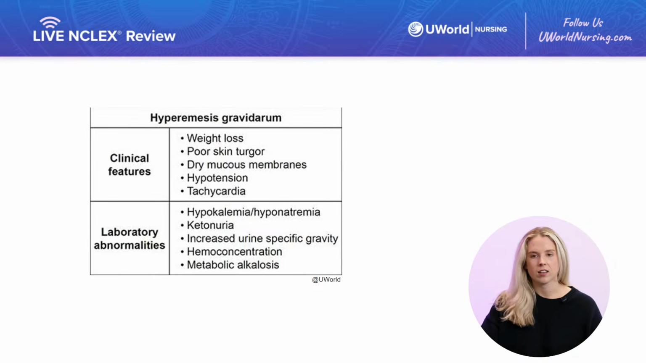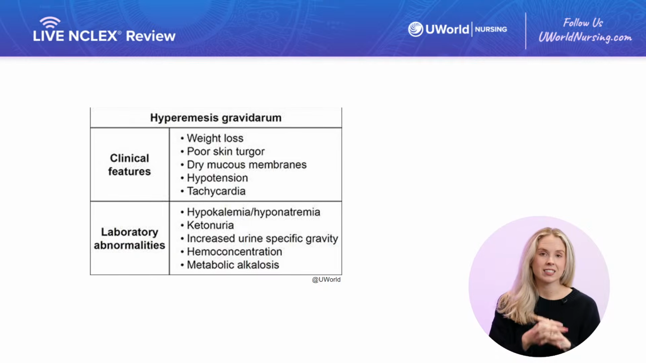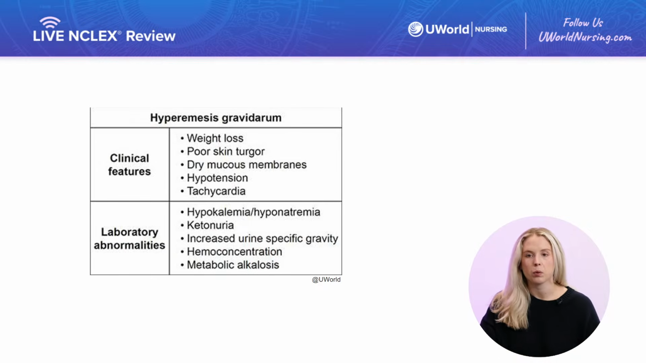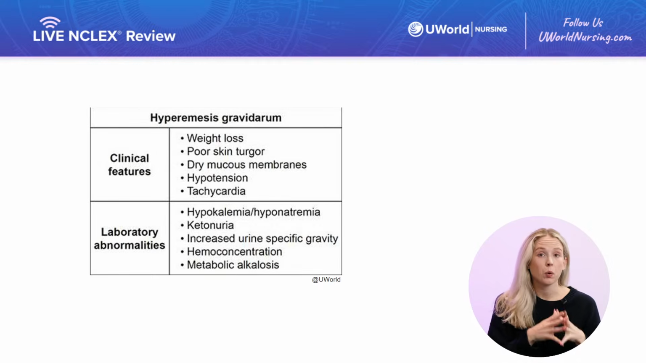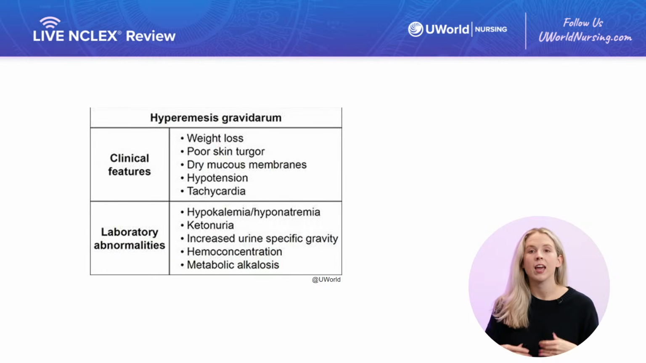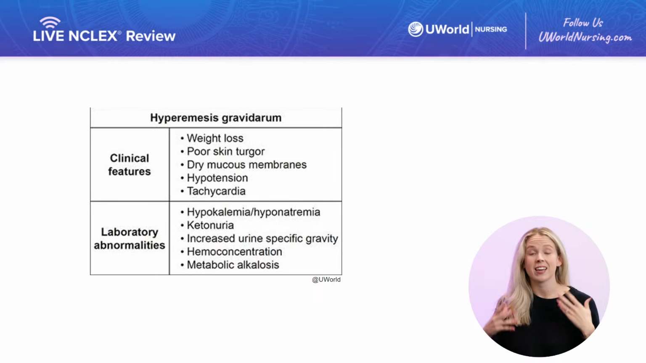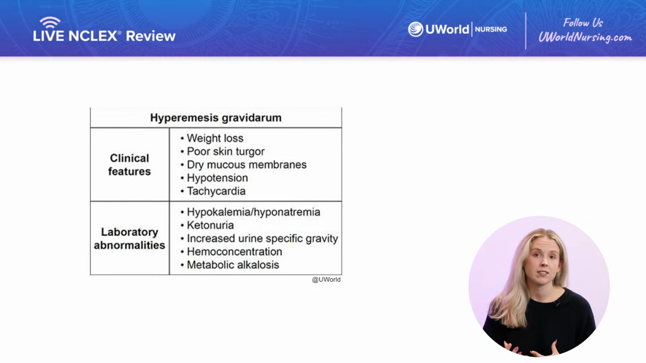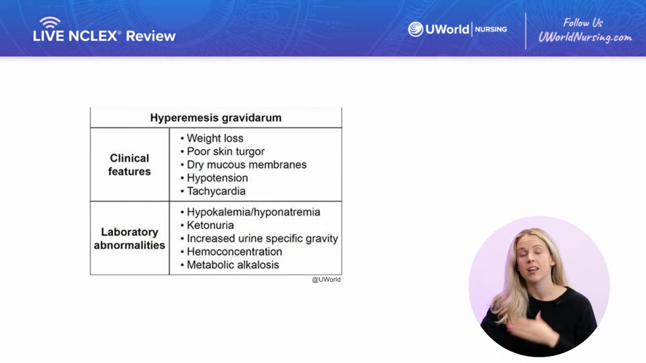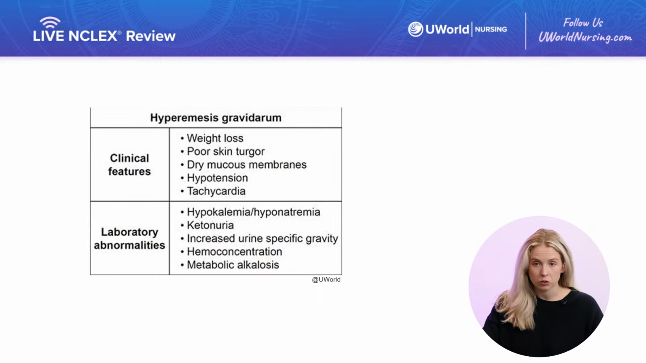Unfortunately, the exact cause of hyperemesis gravidarum is still unknown. Now, experts believe that pregnancy-related hormone increases are what is to blame for this disorder. And this is supported by the fact that women who are having a multiple gestation, meaning they're carrying twins, triplets, or so on, are actually more likely to experience this disorder because they experience greater pregnancy-related hormone increases than a maternal client with a single gestation pregnancy.